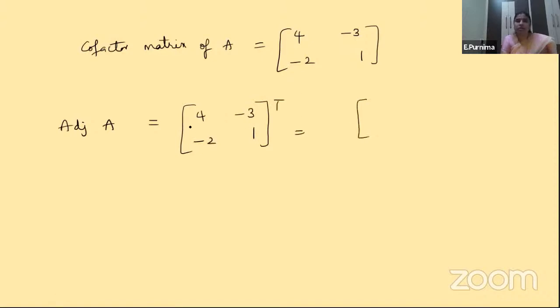So now the first row is written as the first column, 4, minus 3. The second row is written as the second column, minus 2, 1. So this is your adjoint of the matrix A. Understood? So like this you have to find out the adjoint, whether it is a 2 by 2 or 3 by 3 matrix.